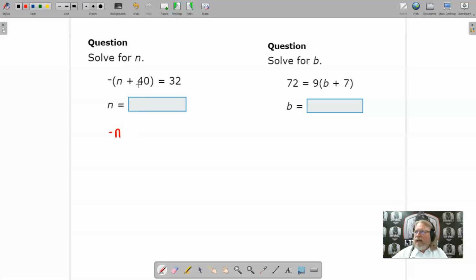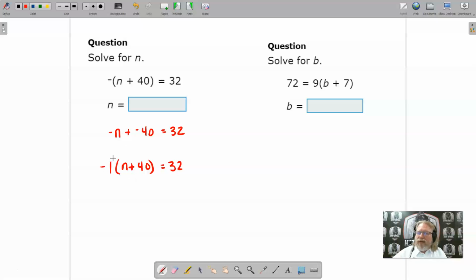And this is a positive 40, so it becomes a negative 40, and equals 32. So we could do it that way, or we could look at it as, we could put a 1 in front of this, right? N plus 40. We could put a 1 in front of that and not change the value of it, right? Because anything times 1 is equal to itself. So these two are equivalent expressions.